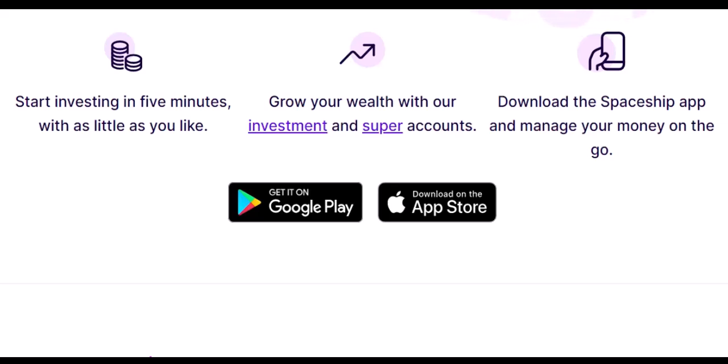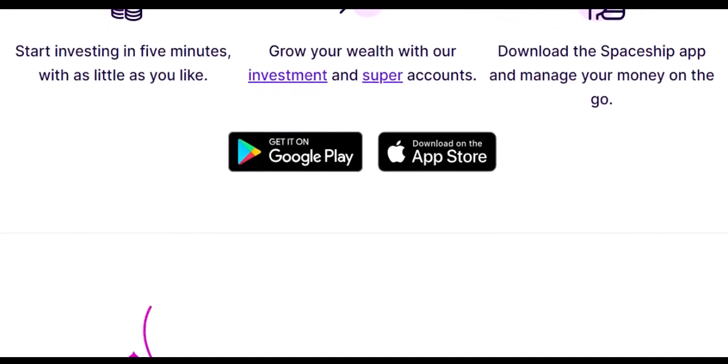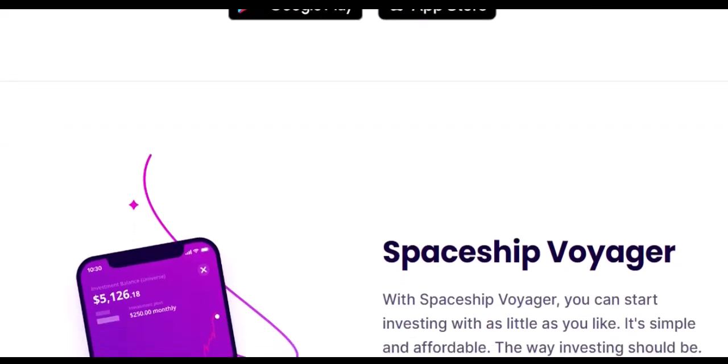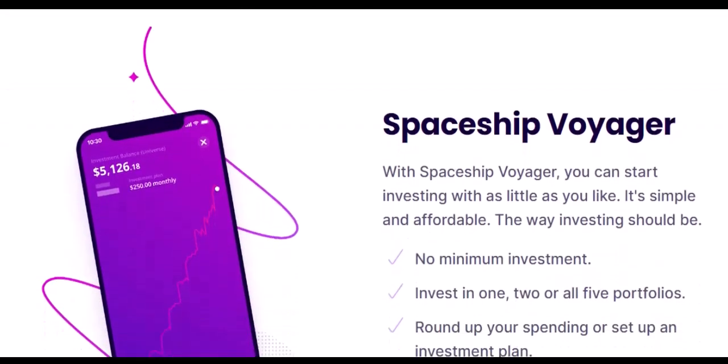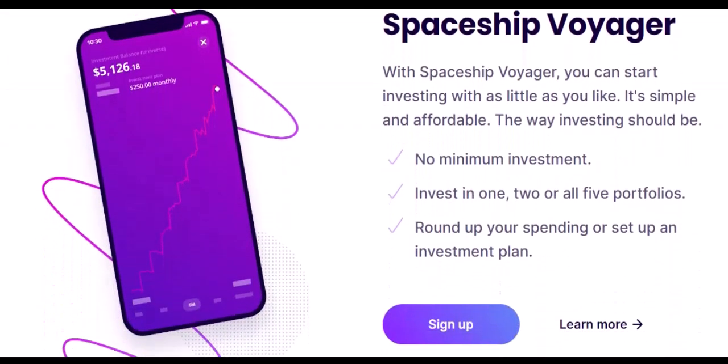Keep in mind that if you've actively invested funds, you'll need to understand the implications of withdrawing those funds. Spaceship, like any investment platform, has processes for selling your units and transferring the cash back to your nominated bank account. This process can take a few business days, so factor that into your timeline.